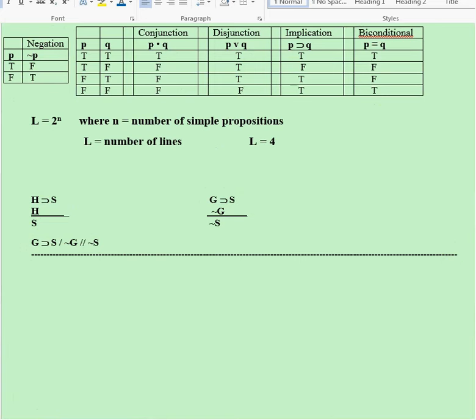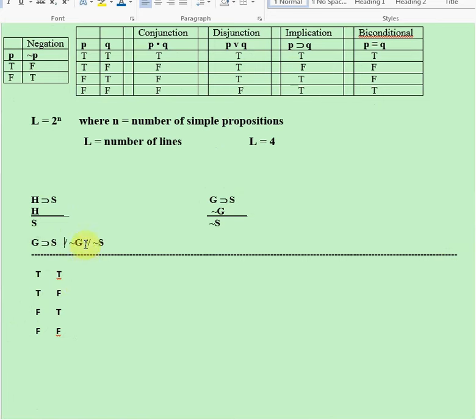Okay, so next we just assign the initial truth values. How many simple propositions do we have? We have two simple propositions. We have G and S. Remember that the not G and the not S do not count as a third or fourth proposition. We only have G and S. And so the number of lines is 4. L equals 2 to the n, where n is 2. So L equals 4, right? So that's our initial truth value distribution.